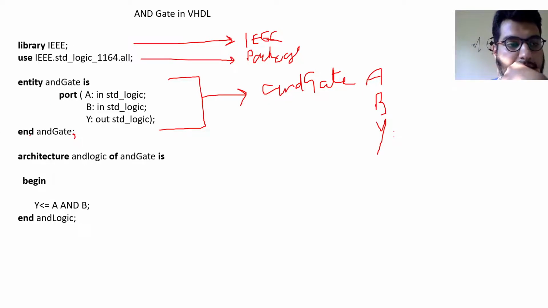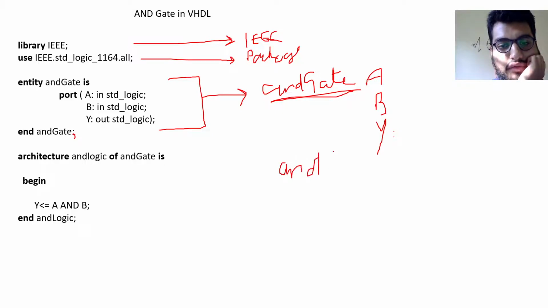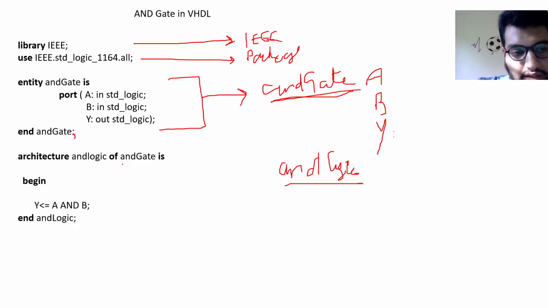And this entity is terminated by the keyword end followed by the entity name. As you saw, we had the entity name AND gate. I think this is case sensitive. Yes, it's case sensitive, so it should be the same. Like we defined it here, it should be here also. Then we have architecture followed by the architecture name. AND logic is my user defined name, followed by the keyword of, and then the entity name AND gate, and then is.